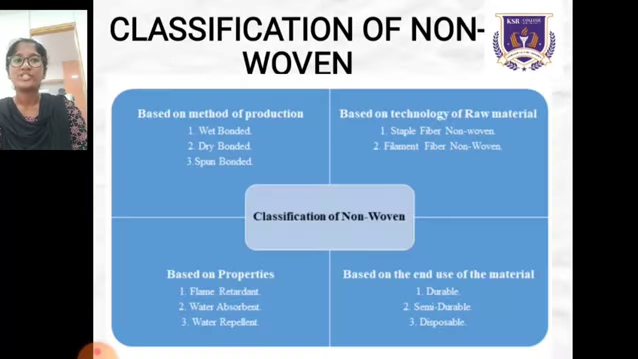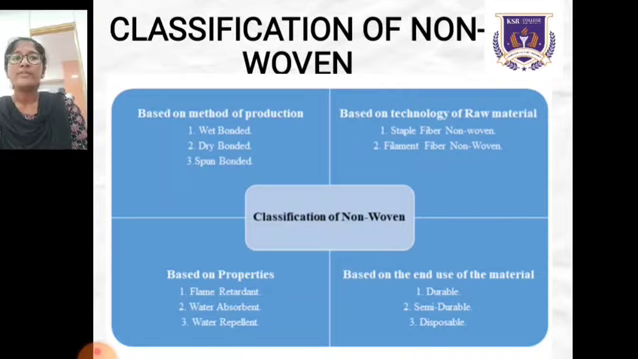Next, classification of non-woven. Non-woven fabrics are classified into four types: first, based on method of production; second, based on technology of raw material; third, based on properties; fourth, based on end use of the material.